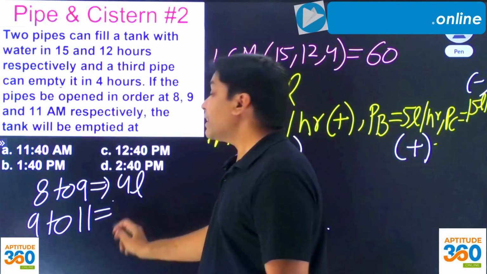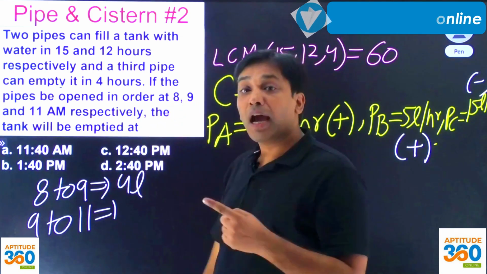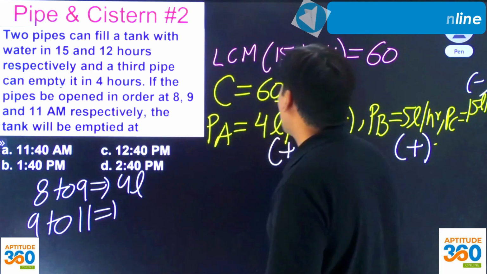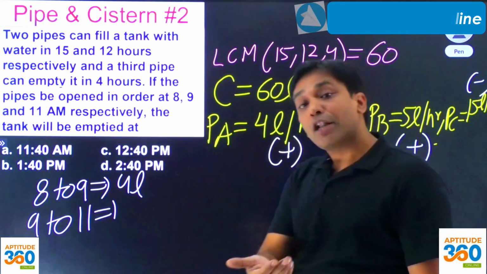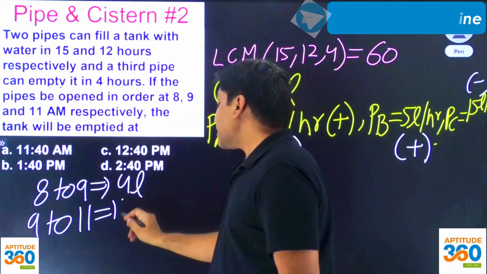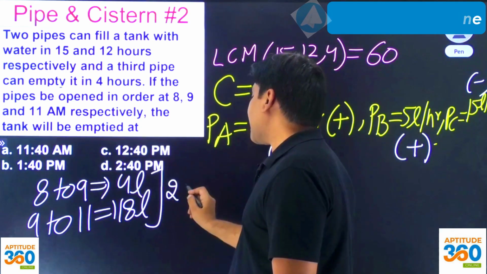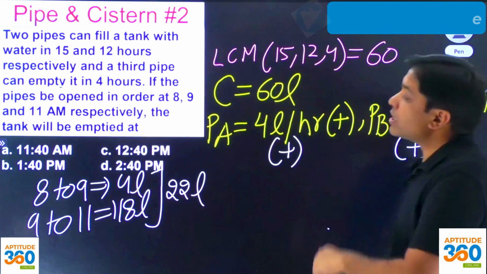Then 9 to 11, because the next pipe is going to be opened at 11. तो 9 o'clock पे हमने क्या सेकंड वाला भी टैप ओपन कर दिया. सो 9 to 11, what is going to be the rate? 4 plus 5, 9 liters per hour water will be coming inside. So 9 into 2, 18 liters पानी यहां पे अंदर आ गया. सो कलेक्टिवली आपके पास में पानी कितना आ गया? 22 liters.